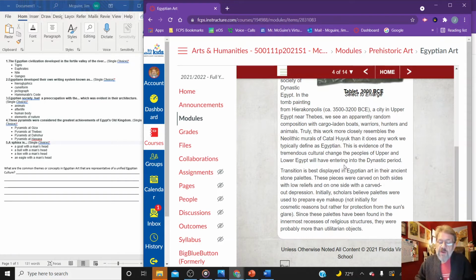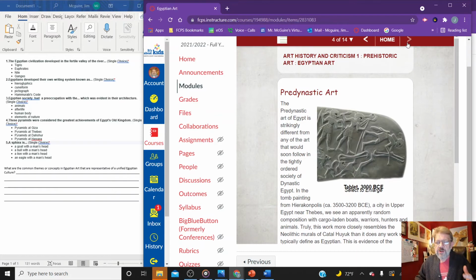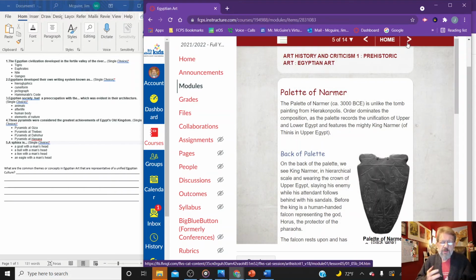These pieces are carved on both sides with low relief, and on one side carved out a depression. Initially, scholars believed palettes were used to prepare eye makeup, not for cosmetic reasons, but for protection from the sun's glare. Since these palettes have been found in the innermost recesses of religious structures, they were probably more than just utilitarian objects. And when we talk about utilitarian art, we're talking about art used generally for a singular purpose, like mugs and bowls. In this case, putting on makeup.